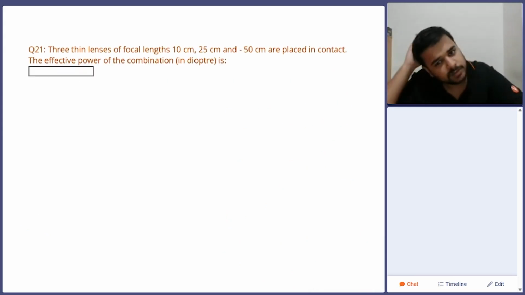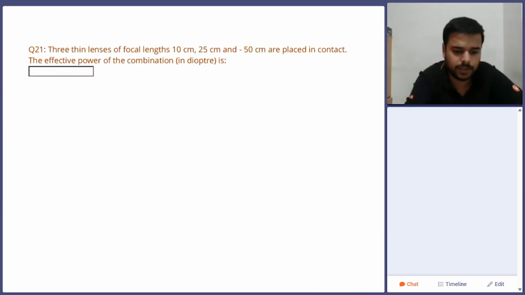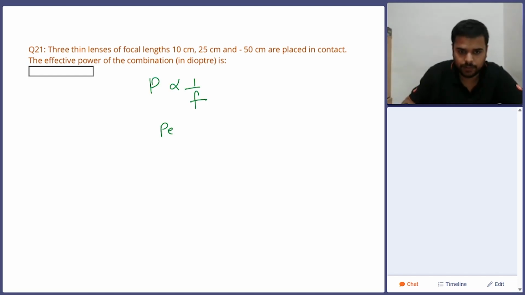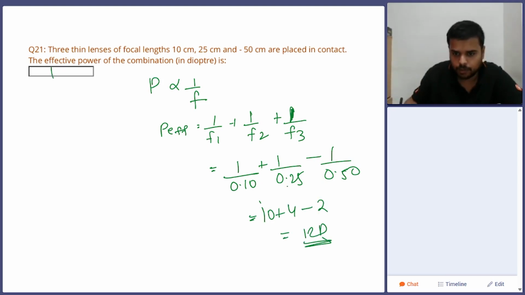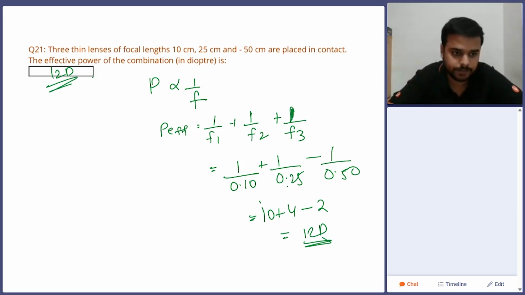Three lenses of focal length this much are placed in contact. The effective power, very simple. So effective power P is inversely proportional to f. So P effective will be equal to 1 by f1 plus 1 by f2 plus 1 by f3. So 1 by 0.10 plus 1 by 0.25 minus 1 by 0.50. So this becomes 10, this is 4, minus 2. 12 diopter. This is the effective power. 12 diopter.